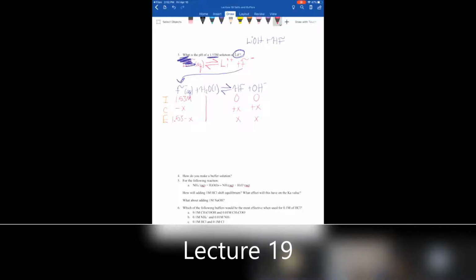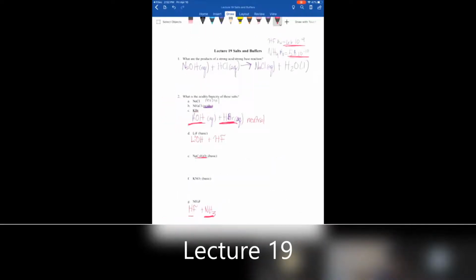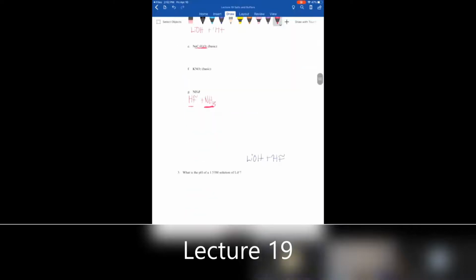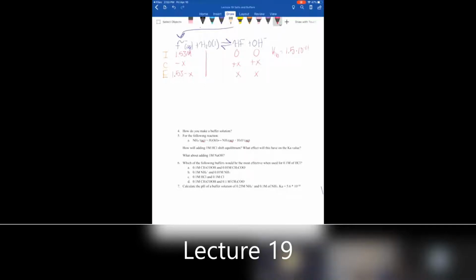The Ka value? No, the Kb value. Yeah, once you have one, you can get the other. I wrote it up here. The Ka of HF is 6.6 times 10 to the negative 4. To get the Kb value, you take 1 times 10 to the negative 14 and divide that by 6.6 times 10 to the negative 4. And you get, as a Kb value, 1.5 times 10 to the negative 11. So now you can continue on.